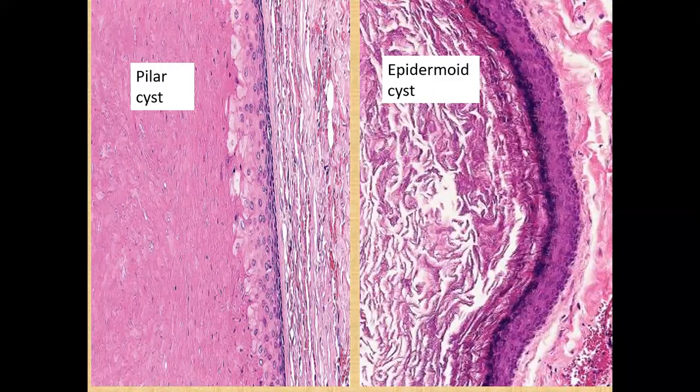We can see different kinds of cysts in the dermis that include the pilar cyst, which is seen mainly in the scalp, or the epidermoid cyst in different parts of the body, and the cyst wall will contain the same layers which we see in the epidermis. The epidermoid cyst will have a granular layer, but the granular layer will be absent in pilar cyst.